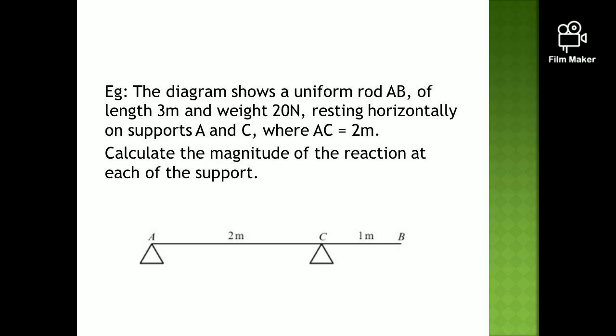The next concept is if you keep an object on pegs as shown in the diagram, there would be reactions upwards from these pegs. Therefore, we have to mark the reactions acting from A and C upwards on this object. Those are the facts you have to consider when you are working out this question.